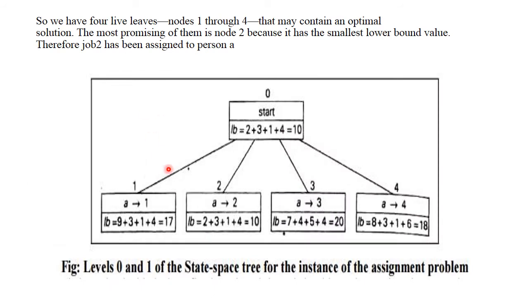Now we'll see how to proceed before creating the next level. Among the 4 live leaves, 1 2 3 4, the optimal is node 2, because it has the smallest lower bound, 10. So person 2, that is person A, has been assigned job 2. This says that for person A, job 2 has been assigned.